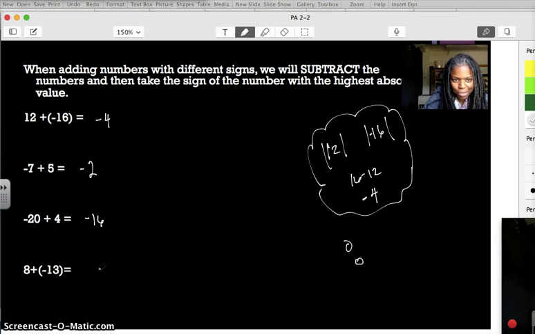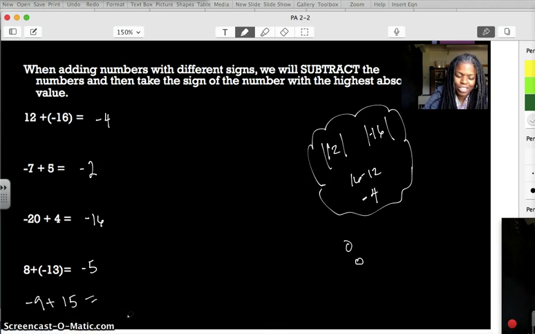I'm going to give you one where it's going to be positive. Just be patient with me. So I'm going to subtract that 13 minus 8, and I'm going to get 5, and the answer is negative since 13 is bigger. What if I had negative 9 plus positive 15?